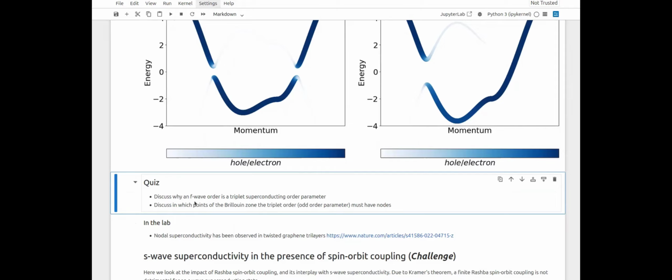And then the next question is, in which points of the Brillouin zone must the triplet order have nodes? The point is that if you have a superconducting order that is odd in momentum, it must be zero in all the points of the Brillouin zone that are their own time reversal partners. What this means is k equal to 0 and k equal to plus minus pi in any of the coordinates.